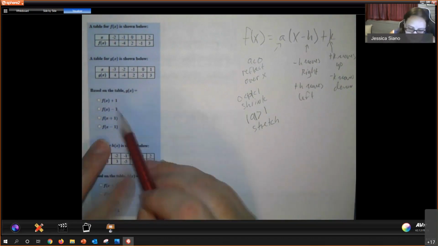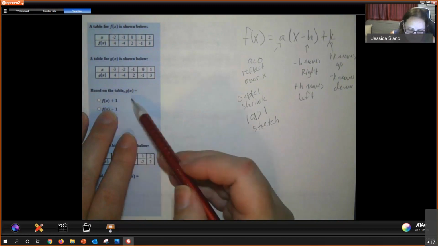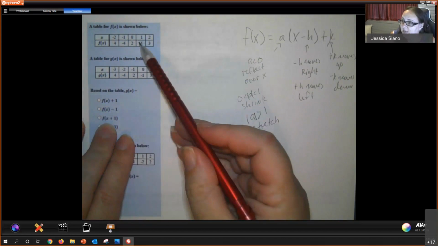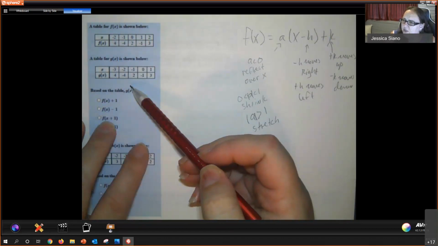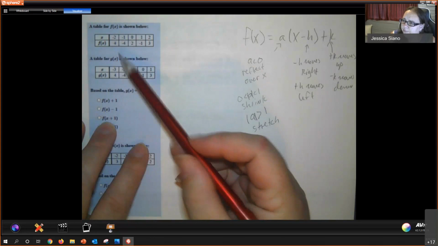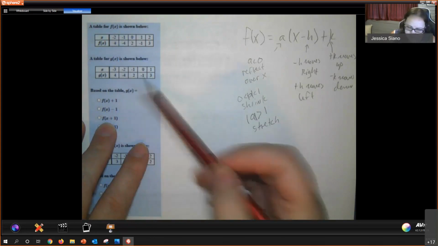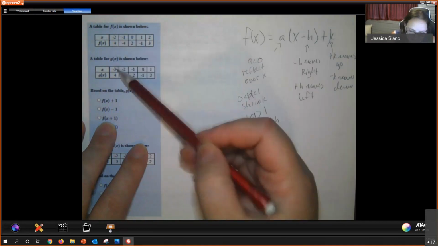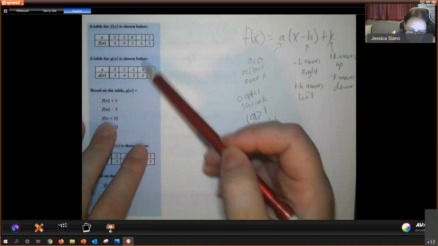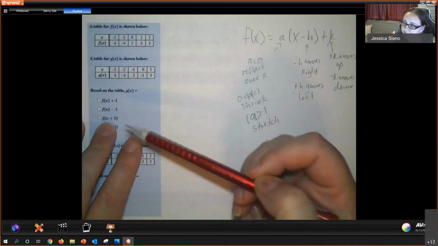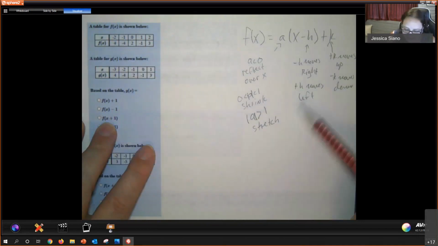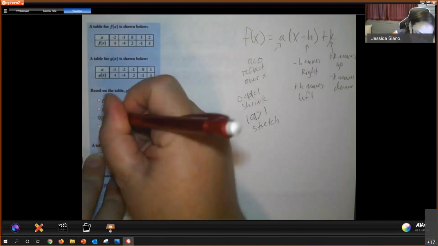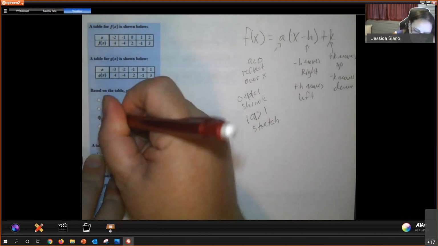So here, if we're looking at g of x equals f of x plus 1, we want to know what is the relationship between this table and this table. So if we look, the y values all stayed the same. So that tells me there was no vertical movement. But the x values all shifted to the left one. And so x plus h moves left, and that has to be on the inside. So for this one, I would say f of x plus 1.